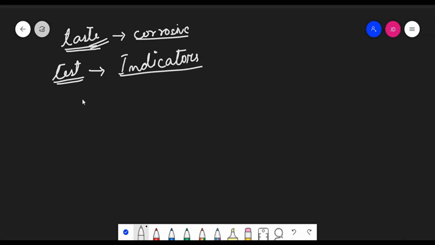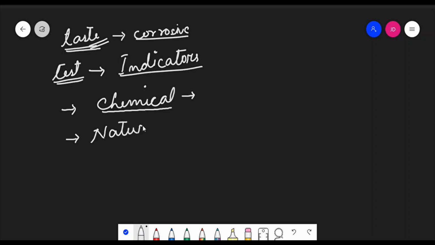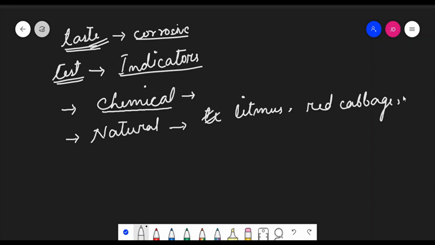Okay, and when I say indicators, some of them can be chemical. In the book, or in the notes, it's already given, something called phenolphthalein and methyl orange, and some can be natural. Our natural will come. The most common is litmus, and we have got our red cabbage, onion, and so on.